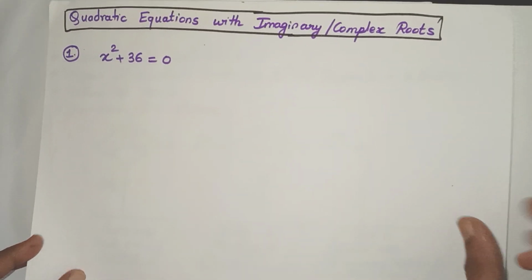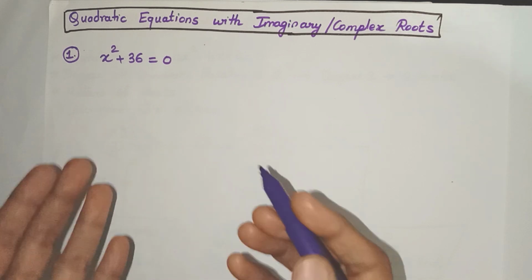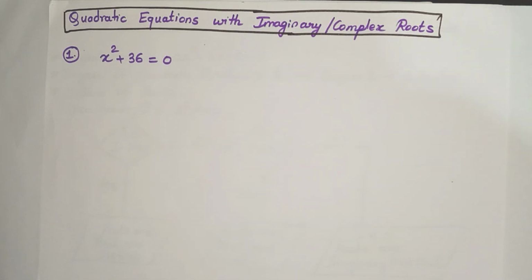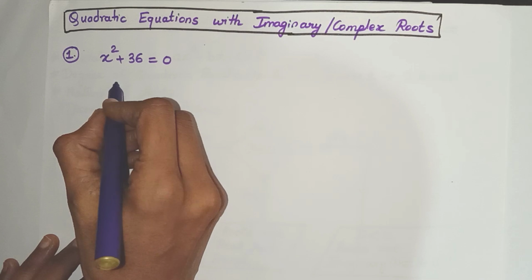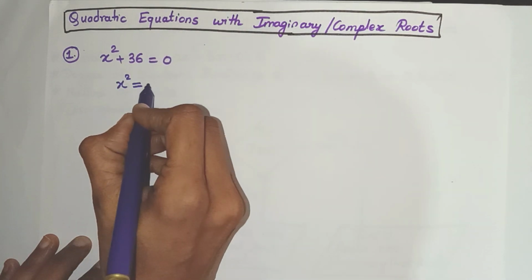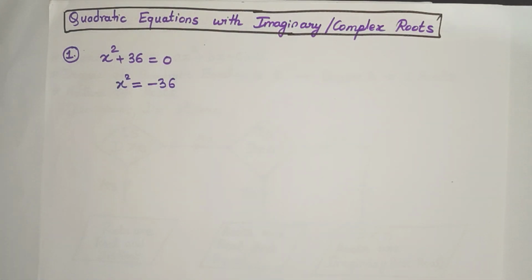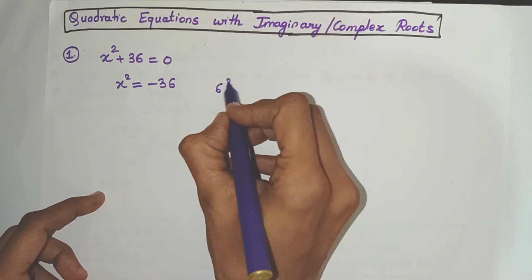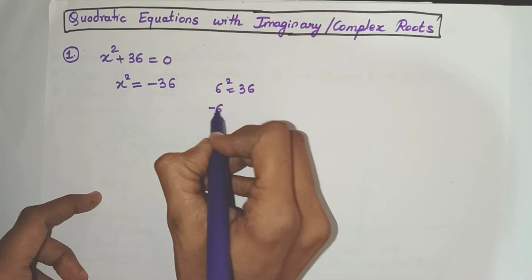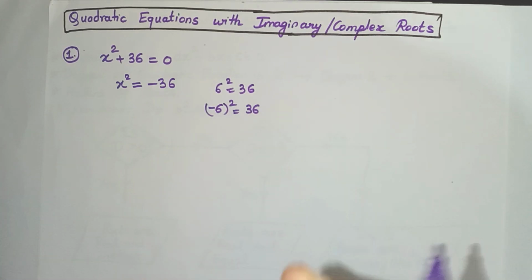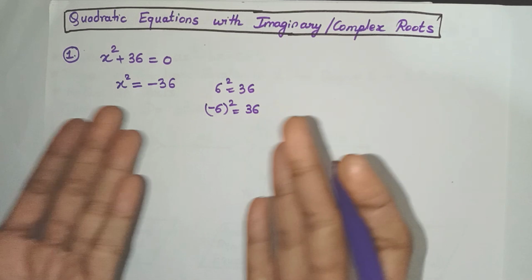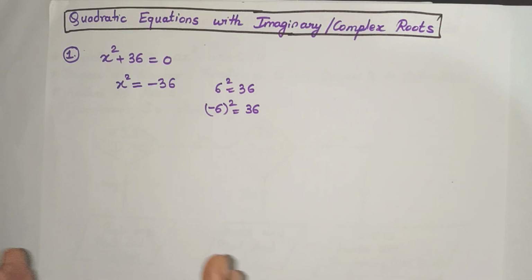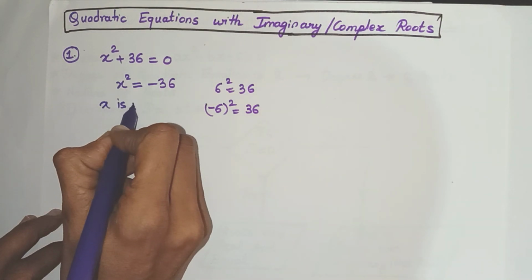So here I have this quadratic equation, x square plus 36 equal to 0. Let's see how to solve this. Now I can bring the 36 to the other side, so I'll get x square equal to minus 36. Now we all know that whenever we square a real number, we will always get a positive answer, is it not? When we square 6, we will get 36. Even if we square minus 6, we will get 36. But here we are squaring a number but still getting a negative answer. That means definitely x is not real, friends.